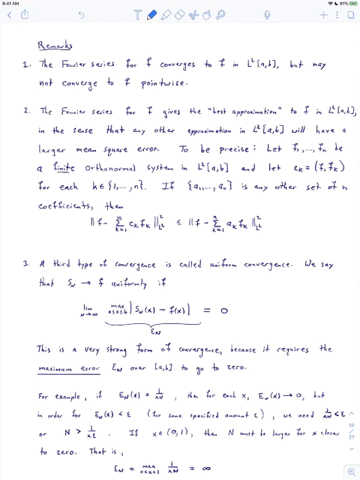The second remark is that the Fourier series for f gives what we call the best approximation to f in L2, in the sense that any other approximation in L2 will have a larger mean square error. To be precise, if you let f1 to fn be a finite orthonormal system in L2, and let ck be the Fourier coefficients for each k in the set from 1 to n, and if a1 to an is any other set of n coefficients, then the mean square error between f and the partial sum using the Fourier coefficients is going to be smaller than the mean square error using these other coefficients.